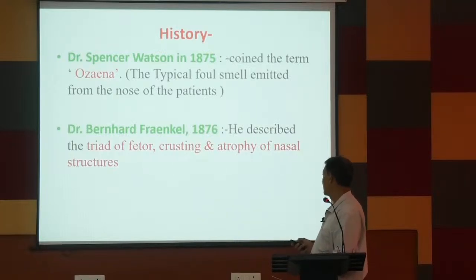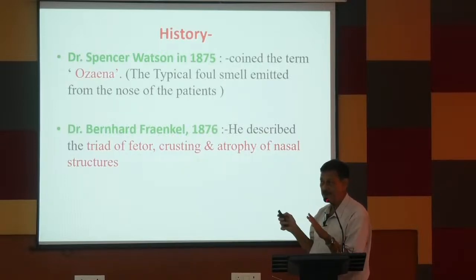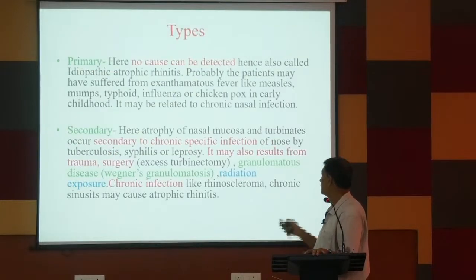Bernay and Frankel in 1876 found that there is a triad of symptoms: fetor, crusting, and atrophy of the structures. That means the turbinates are atrophied, and there is roominess that the patient has. So the type is primary, I mentioned, when there is no cause found.